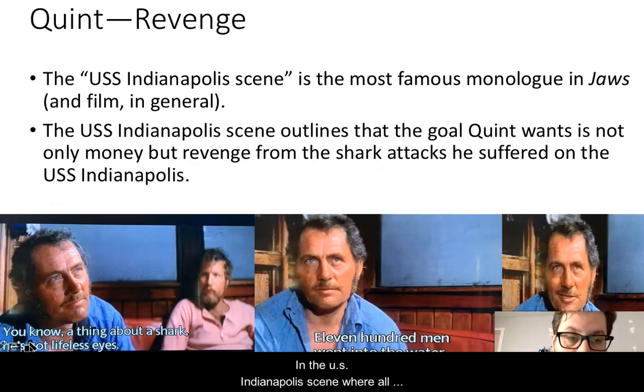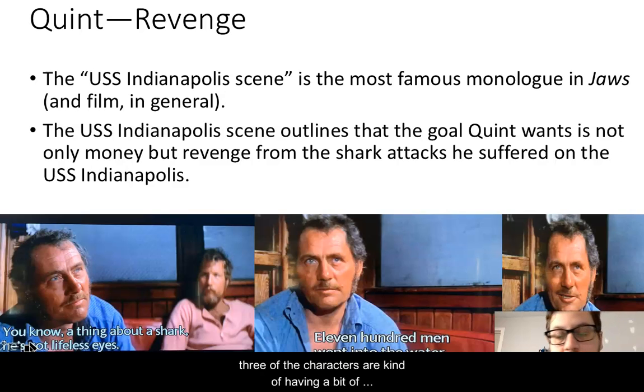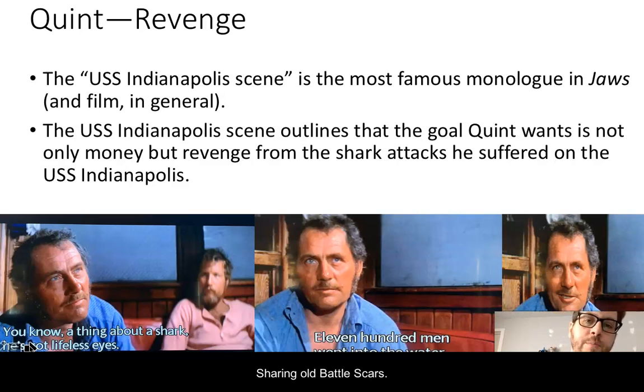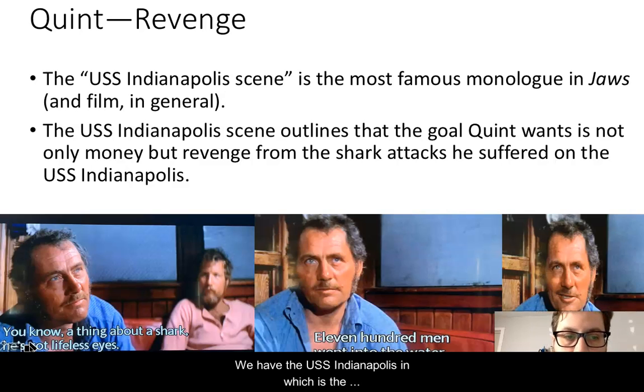So, in the USS Indianapolis scene, where all three of the characters are having a bit of camaraderie, sitting around drinking, sharing old battle scars, we have the USS Indianapolis scene, which is the most famous monologue in Jaws, and one of the more famous monologues in all of cinema history, one could argue.